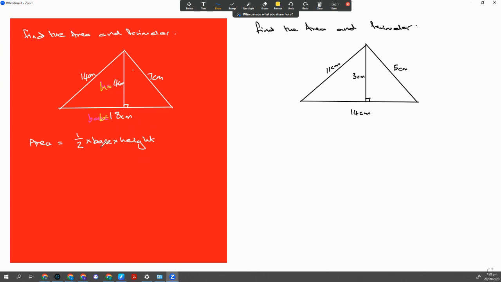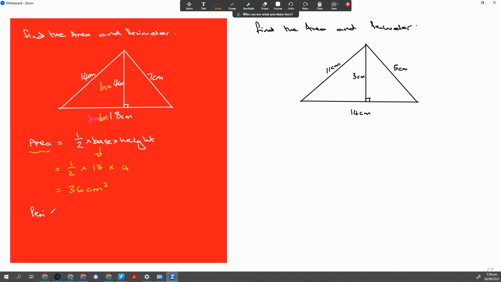So what we do is we change the base into 18, we change the height into 4, and half of 18 is 9 times 4, which is 36. Because we're working on area, we make sure our unit is centimeters squared.